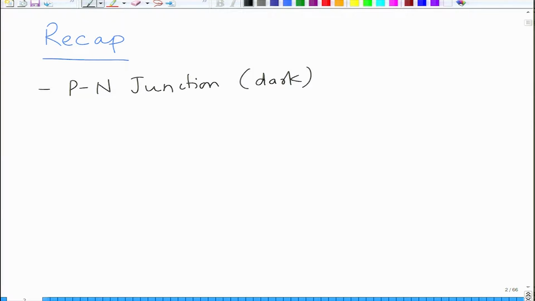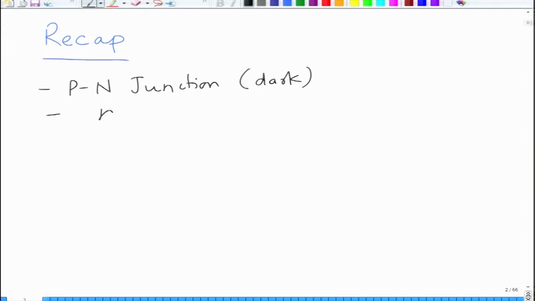PN junction is essentially a junction between two semiconductors, one N type and one P type typically, and generally we look at it in the context of identical homojunction, that is N silicon on one side and P silicon on the other side. As you put them together, the Fermi levels of these two semiconductors align with each other, because Fermi level has to be same throughout the device at equilibrium.